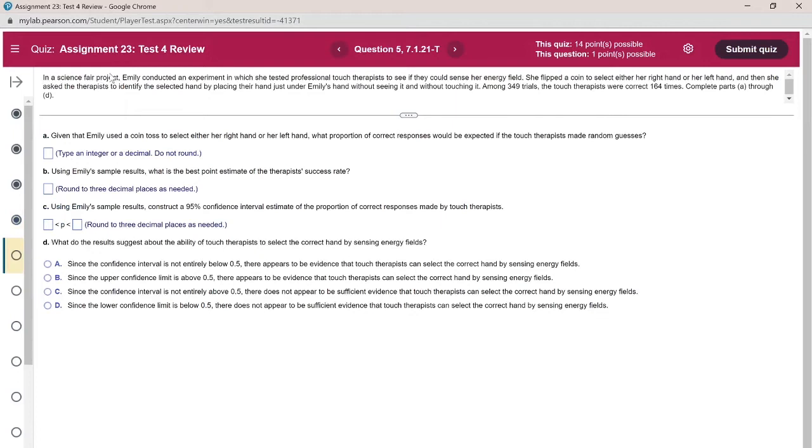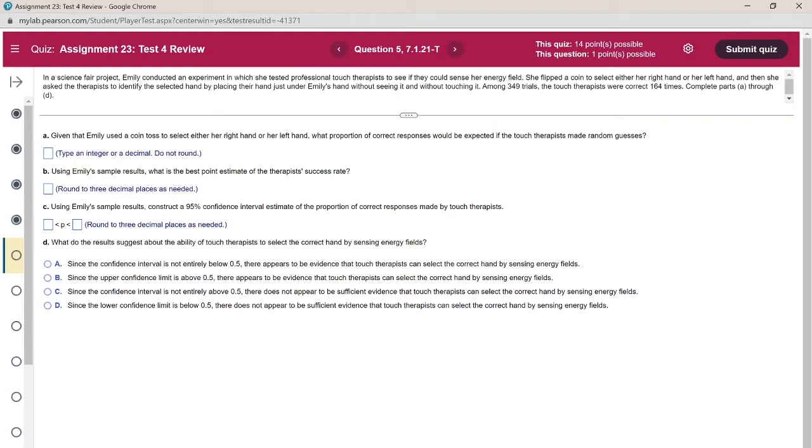Okay, in a science fair project, Emily conducted an experiment in which she tested professional touch therapists to see if they could sense her energy field. She flipped a coin to select either her right hand or her left hand, and then she asked the therapist to identify the selected hand by placing their hand just under Emily's hand without seeing it and without touching it. Among 349 trials, the touch therapists were correct 164 times. Complete parts A through D.